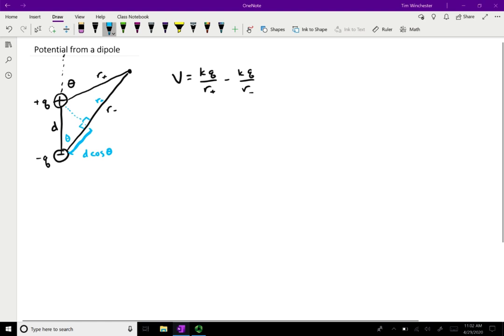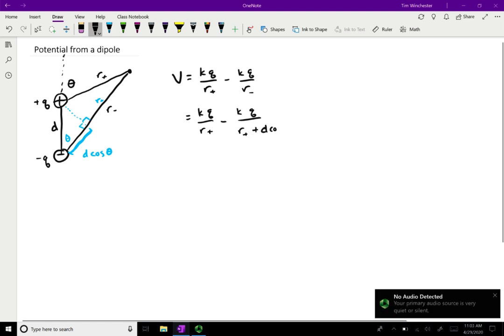So what I'm going to do then is take kq over r plus, but for the second term, I'm going to replace r minus with r plus d cosine theta. So kq over r plus d cosine theta. This is an approximation assuming that we're interested in a point pretty far away from the charges. This wouldn't work if r plus and r minus were wildly different from each other.